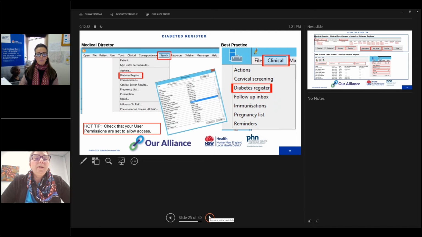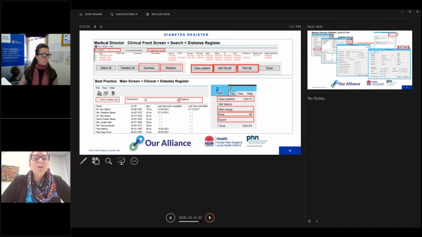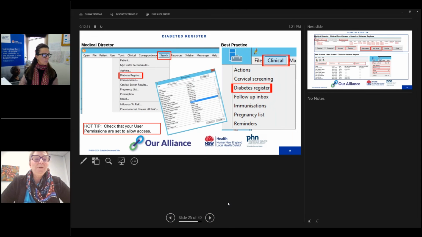And so from Medical Director, it's found from the home page under the search. Oh, sorry, just back a little. Thanks. From the search page and the diabetes register, and then from Best Practice from the home page under the clinical tab, and then to the diabetes register. And just make sure your permissions are set in your practice that would allow you access to practice databases.